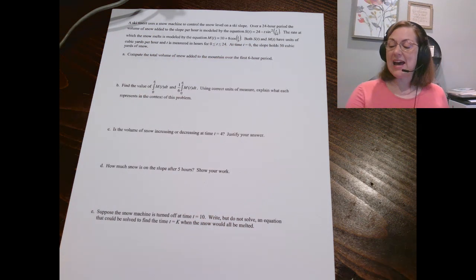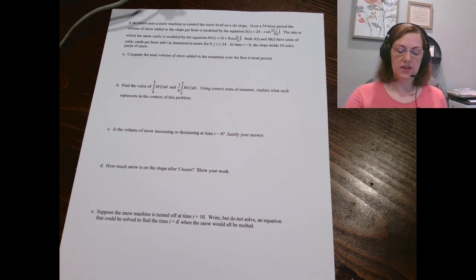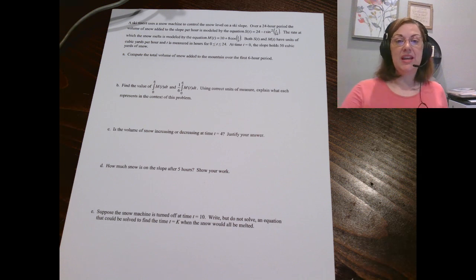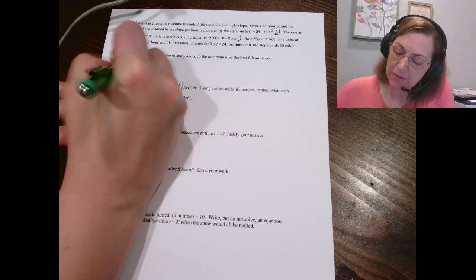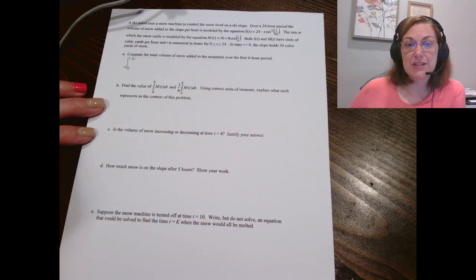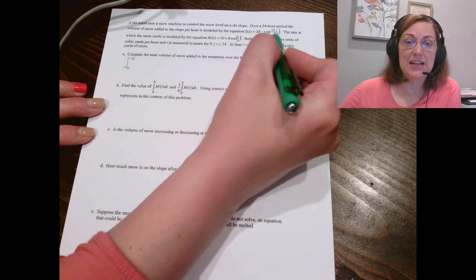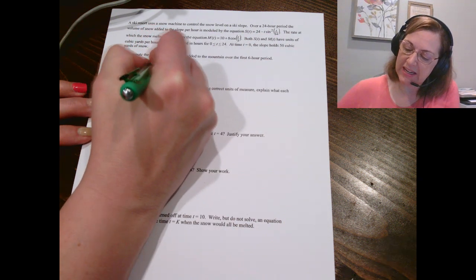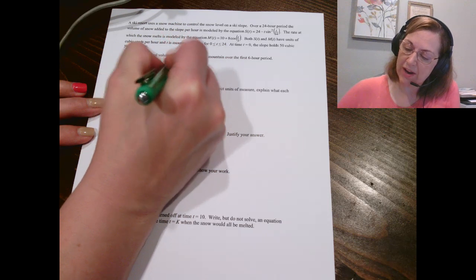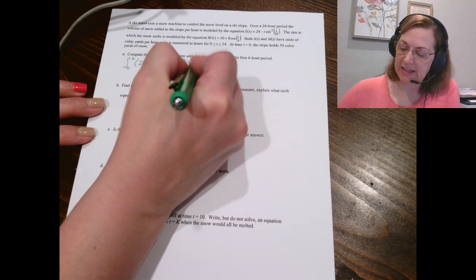So A asks for the total volume of snow added to the mountain over the first 6-hour period. So this one's just going to be an integral. So we're going to do the integral from 0 to 6 because we're only looking at the first 6 hours. And we're only doing the snow added. So that's our S. That's 24 minus t sine squared of t over 14, and that's dt.